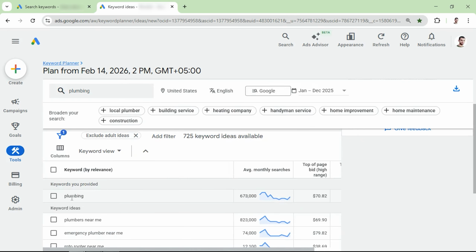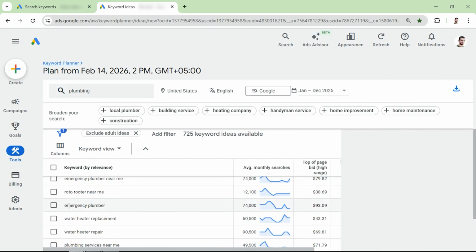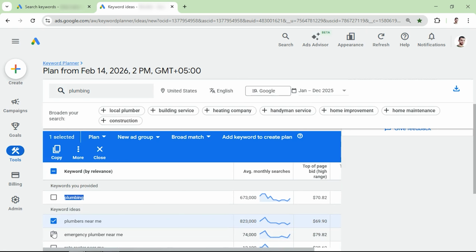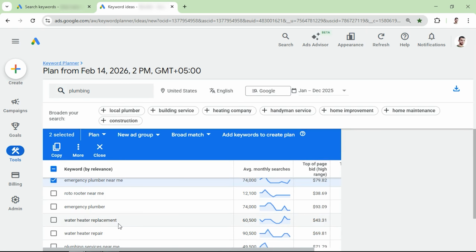Here, for example, the keyword "plumbing" can attract some relevant traffic as well, but it might not have buyer intent. So I would suggest you target keywords like "plumbers near me" or "emergency plumber near me", rather than choosing "water heater replacement". If there is a version like "water heater replacement near me" or "water heater replacement services", I would choose those kinds of keywords because they might have buyer intent and they may not have mixed intent like "plumbing".